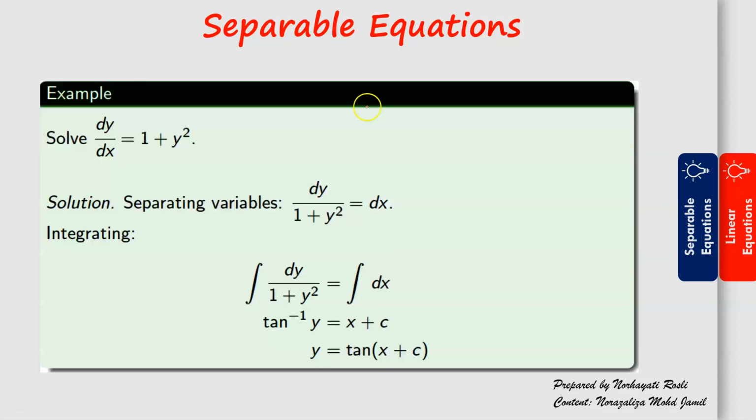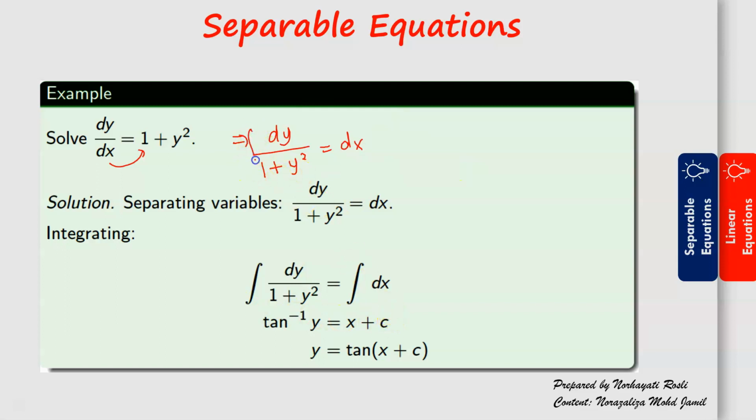So class, we go to this example. Solve dy dx equal to 1 plus y squared. In this case, if you look at here, you don't have term x. Means that actually it is just multiplied by 1. So in this case, we can write our equation in terms of a separable equation. Means that we have our dy, which is divided by 1 plus y squared, which is this dx we move to this side, so equal to dx. How to solve this one? You need to integrate both sides.